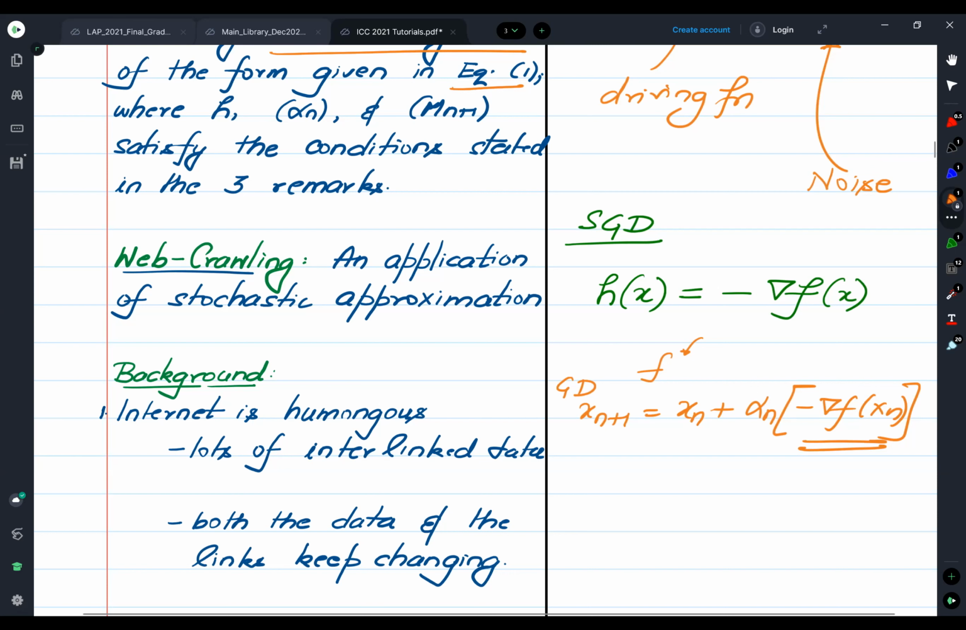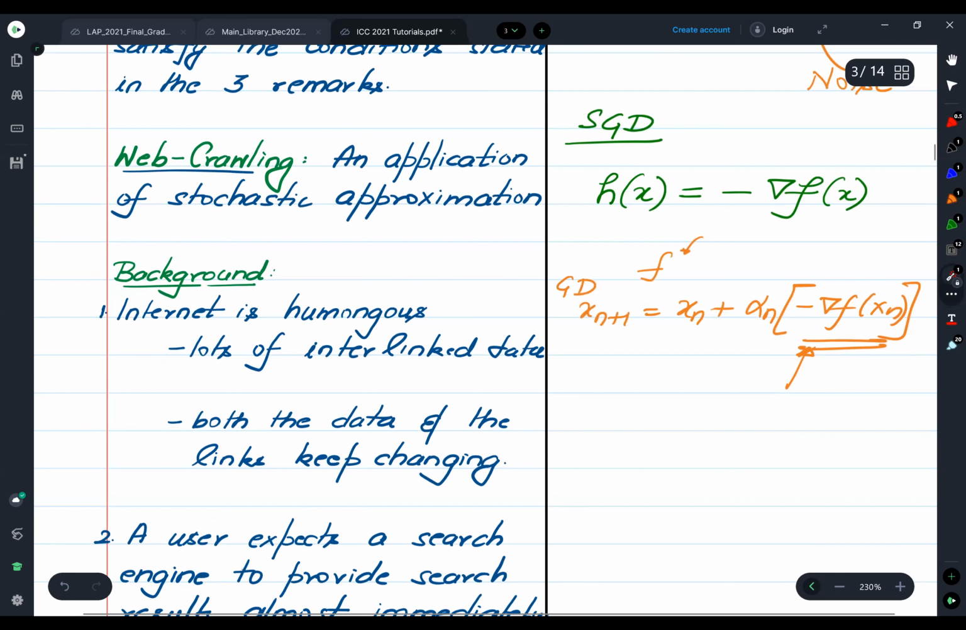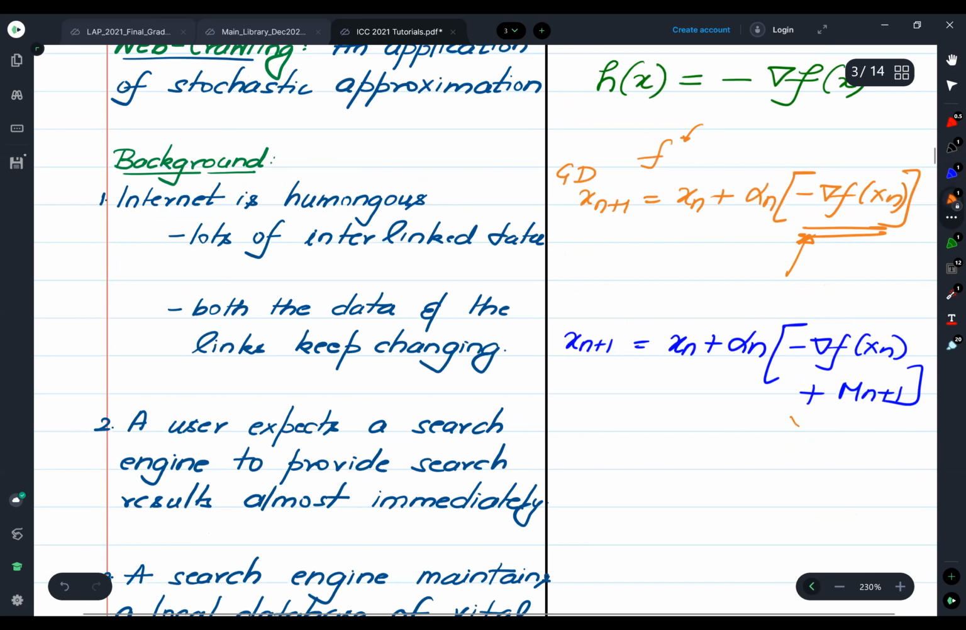However, there may be some situations where one cannot access the gradient of a function directly. However, it may be possible to obtain some noisy estimate of the gradient. So in that situation, instead of being able to run this algorithm, we may instead be able to run the following algorithm: minus grad f(x_n), plus some noise m_{n+1}. So the quantity over here can be interpreted.